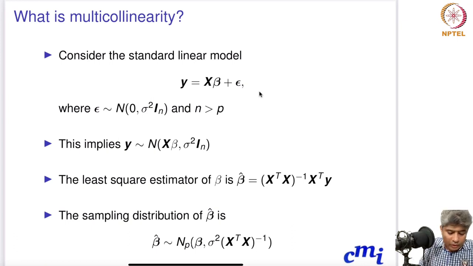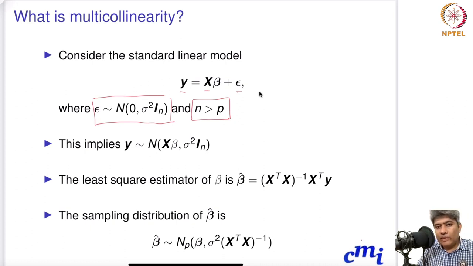We consider the linear model y = Xβ + ε, where ε follows a normal distribution N(0, σ²I_n), and n is greater than p. That means the sample size is greater than the number of features in our data set. If this is the case, then we can show that y follows N(Xβ, σ²I_n). It's an invariant normal.